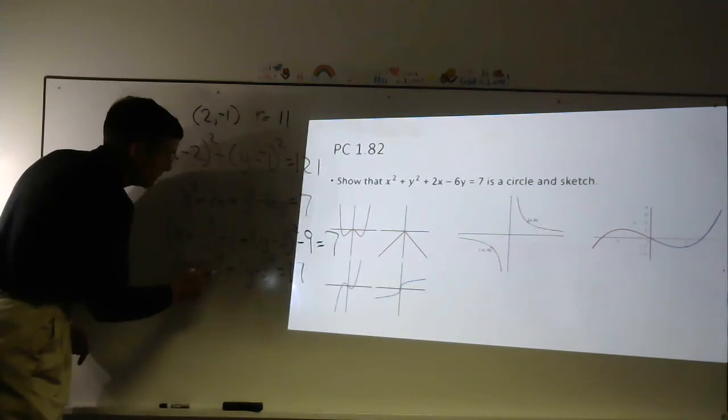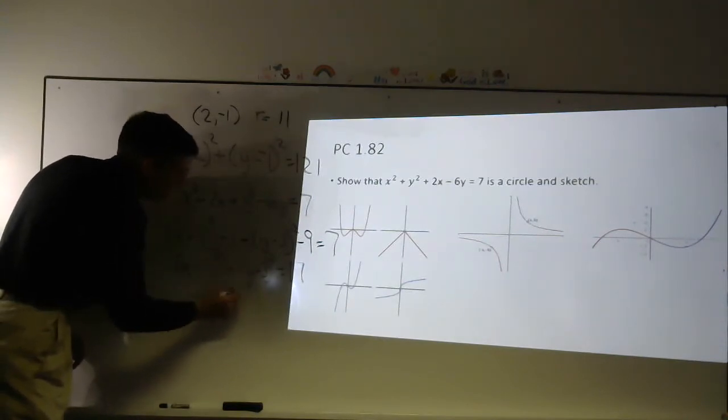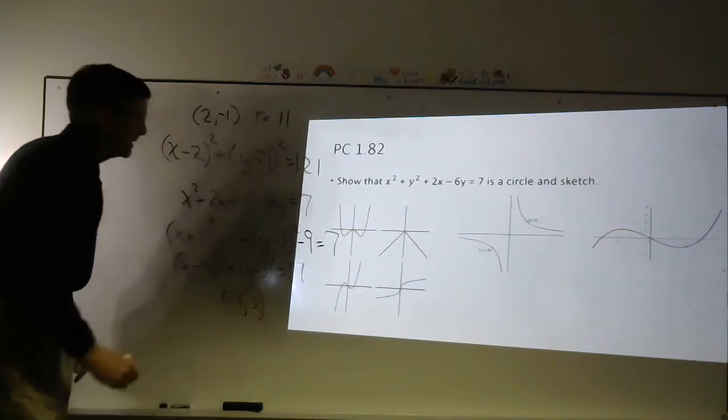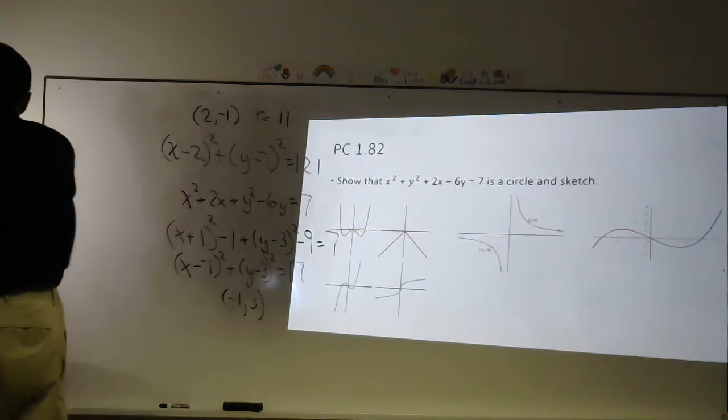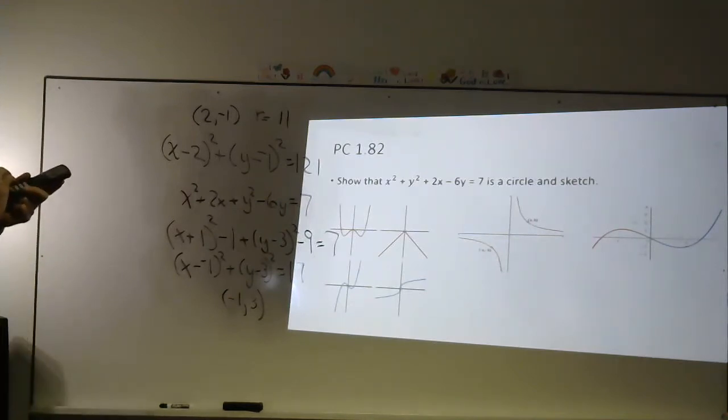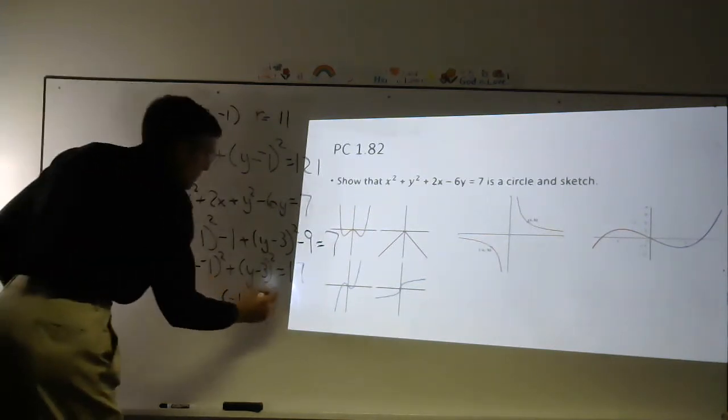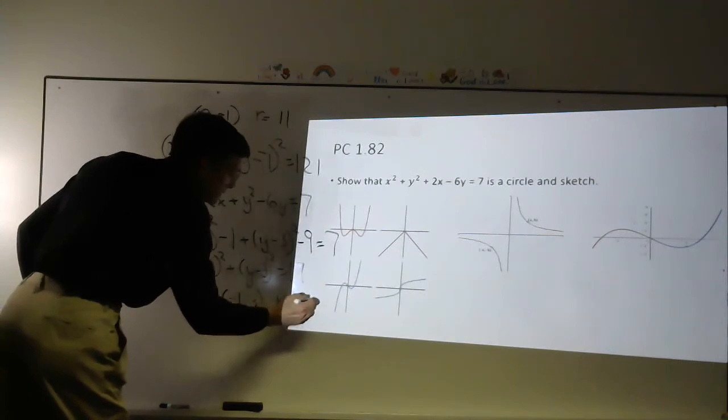Center of the circle is negative 1, 3. There's the center. Negative 1, 3. The radius is the square root of 17, which I know is a little bit bigger than 4. Square root of 17, 4.1. So the radius is 4.1.